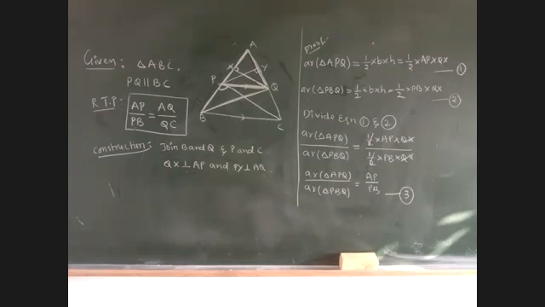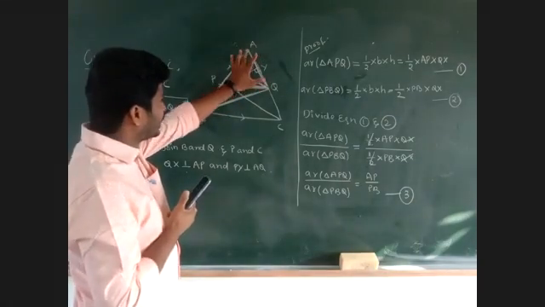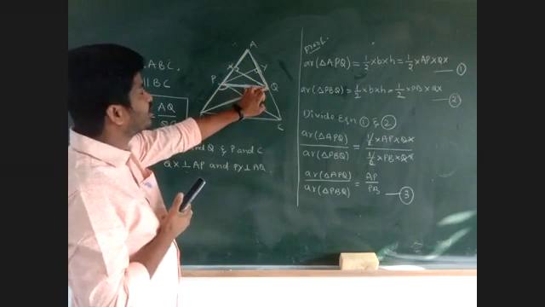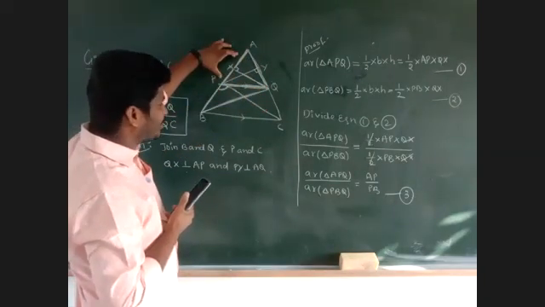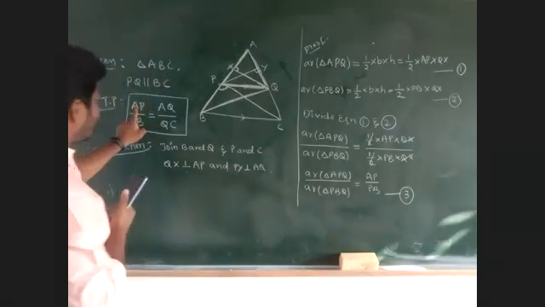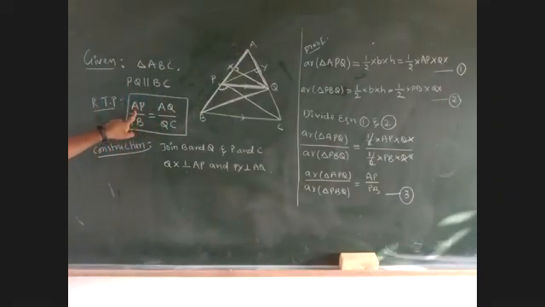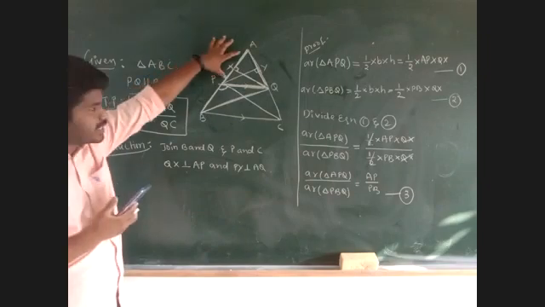Tell me if you have any doubt, I will explain one more time also. No problem. Here, triangle APB. First, we should take triangle APB. In this triangle APB, we should take AP as a base. Why? Because in our proof, the first condition is AP. That's why we should take AP as a base.